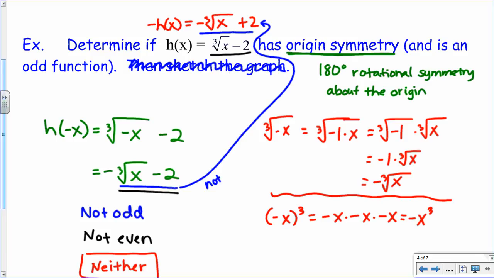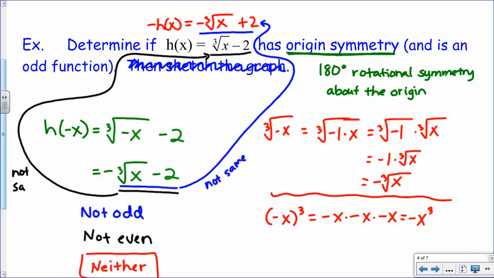That's not the same. So it's not odd. And that's not the same. So it's not even. Therefore, it's neither.